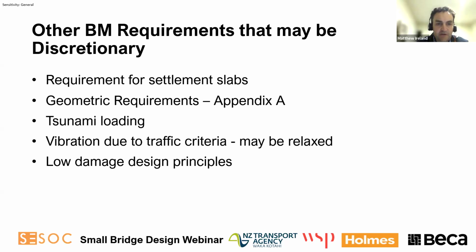Again, Geoff's already touched on the geometric requirements outlined in Appendix A. These outline, for public roads, really, the lane and shoulder widths that you should design to. If it's a private structure, again, you've got a bit more freedom to choose yourself.